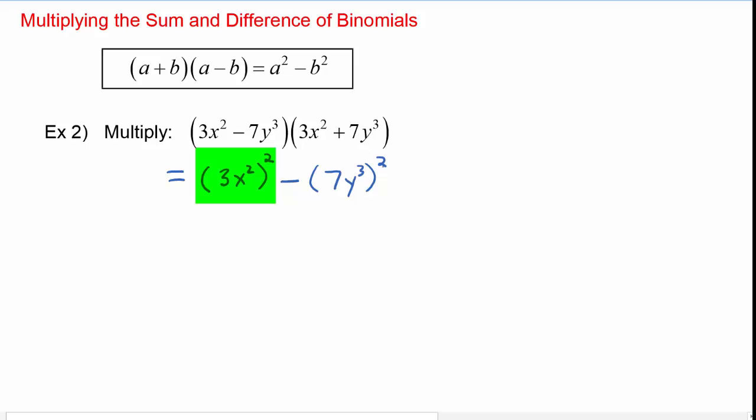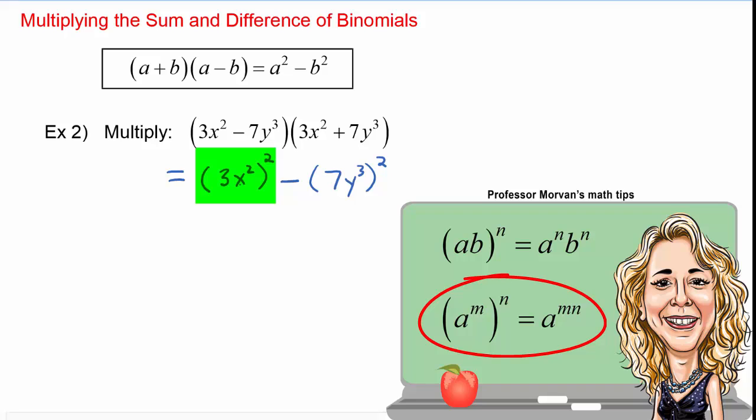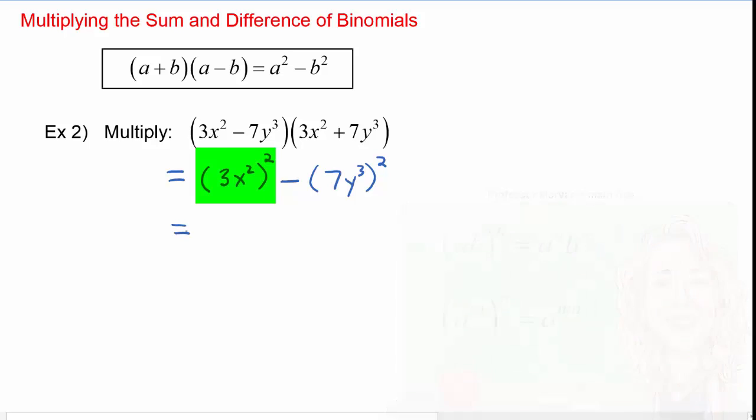Now here we're going to be using that same algebra rule where when you have a product raised to a power, each factor gets raised to that power. Then we also have to use a second rule from algebra where when we take a power to a power, then you multiply the exponents. So here we're going to get 3 squared is equal to 9, and then we'll get x squared squared.